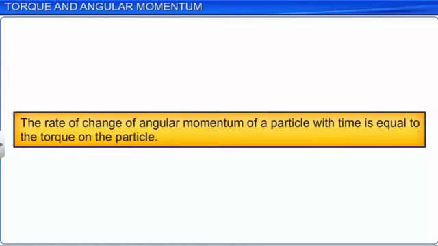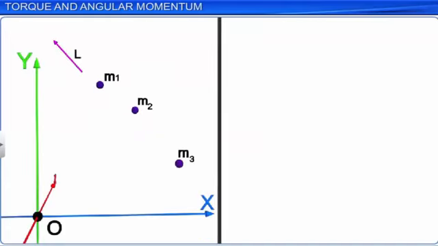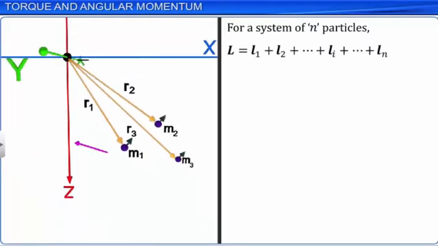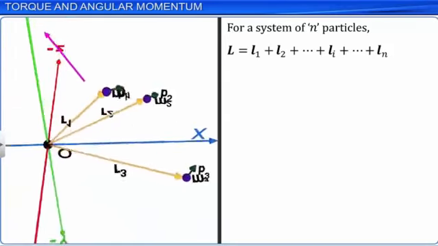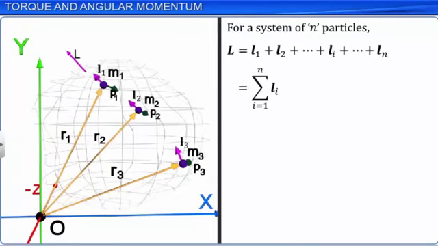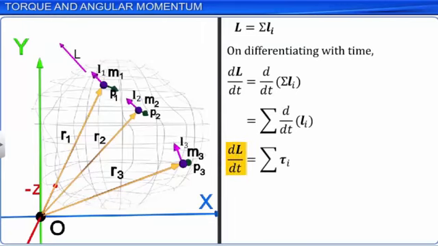Now, we can extend the concepts for a system of n particles. The angular momentum of a system of particles about the origin is equal to the vector sum of angular momenta of individual particles taken about the same origin. This implies that L is equal to sigma Li, which is equal to sigma ri cross pi. On differentiating both sides of the expression with time and simplifying, we get dL by dt is equal to sigma tau i, where tau i is the torque on the ith particle of the system of particles.